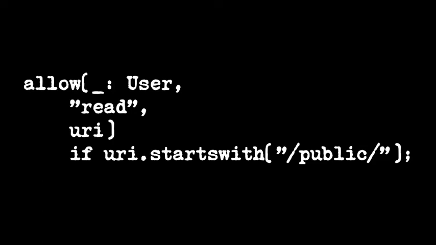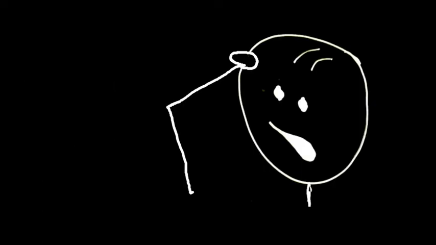Okay, I kind of see how to make a rule. Not sure how I combine them to make real authorization. Yeah, there's lots more you can do in the body of a rule. Let's come back to that. For now, let's add a few more rules.